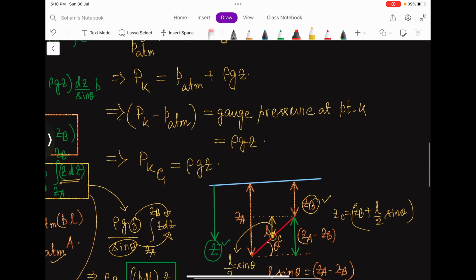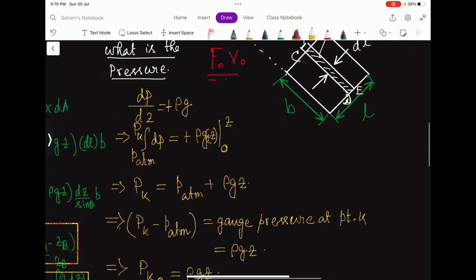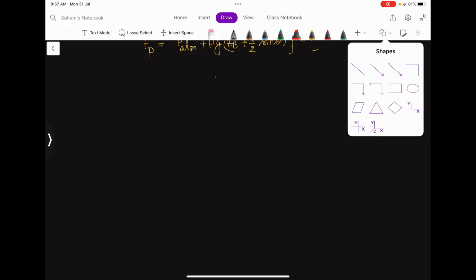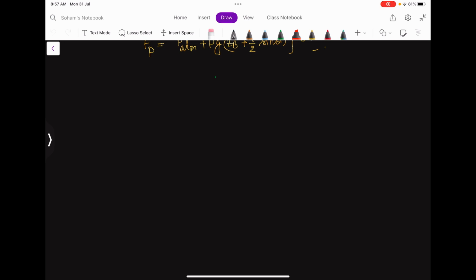Likewise we can find any pressure force. So now let us proceed towards a very important topic of fluid statics, and that is nothing but the concept of center of pressure. Okay, so now I will study center of pressure.